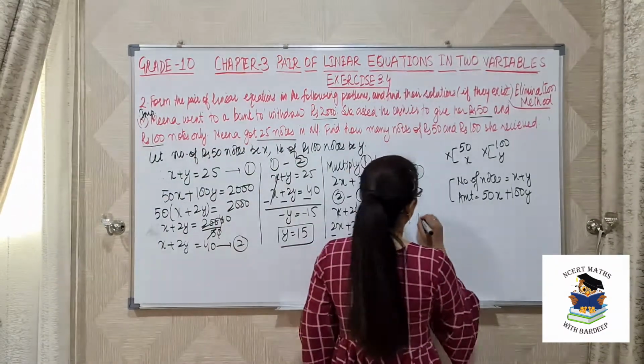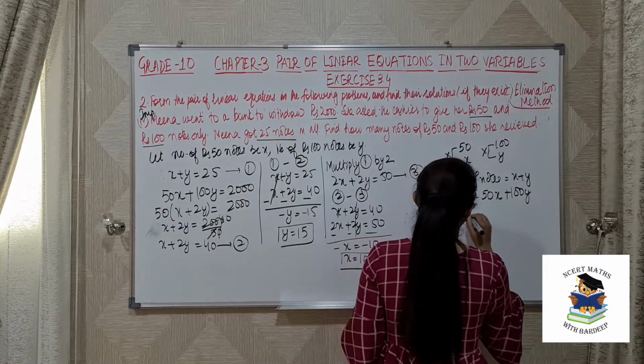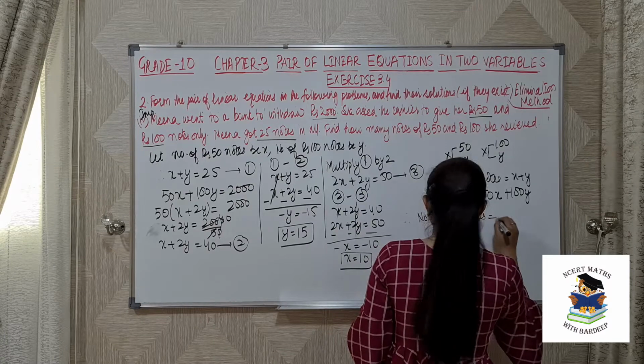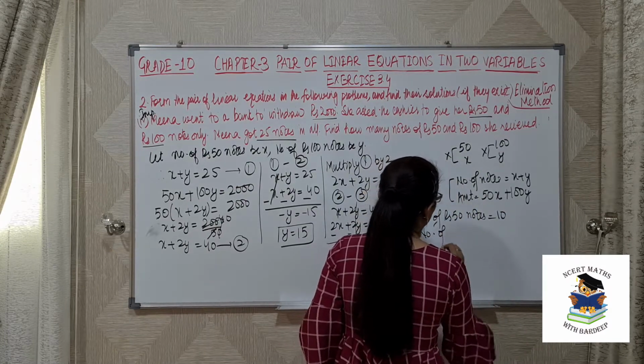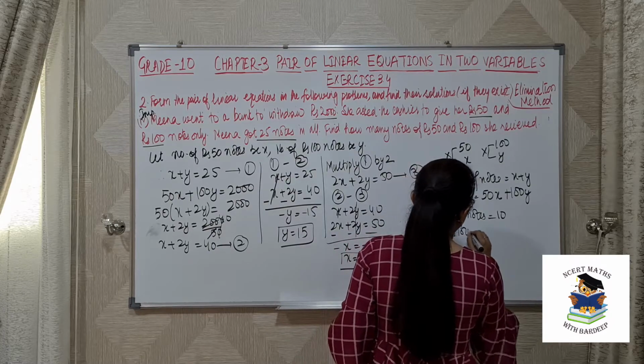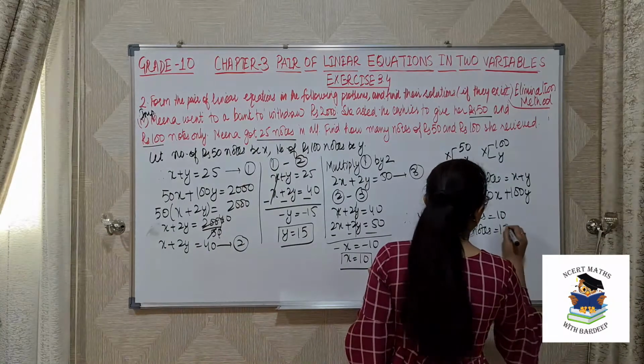So we will write, therefore, number of 50 rupees notes equals x, and x is 10. Number of 100 rupees notes equals y, and y is 50.